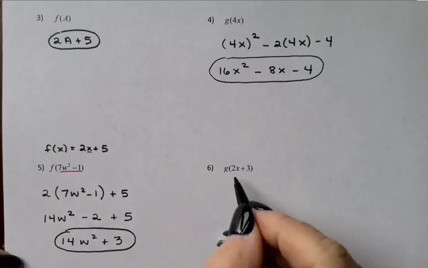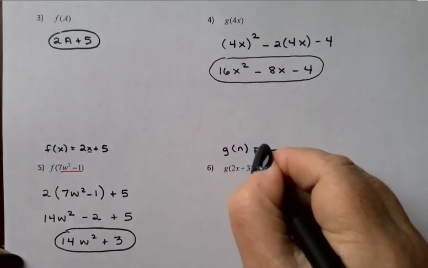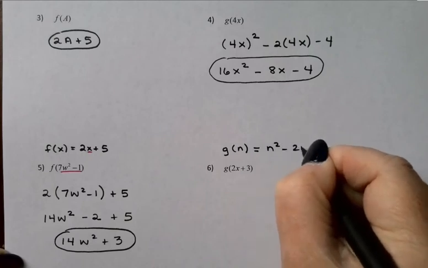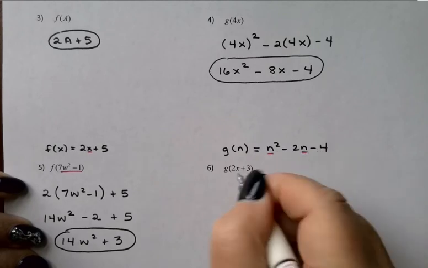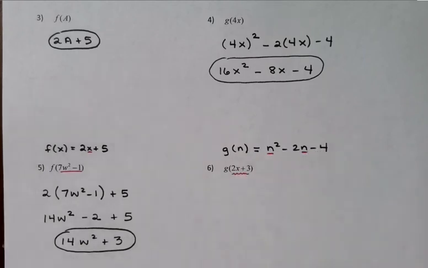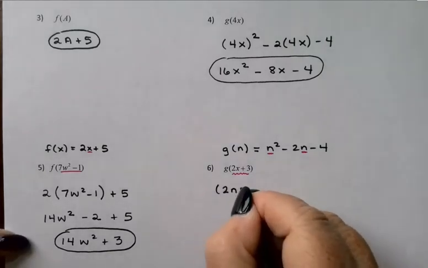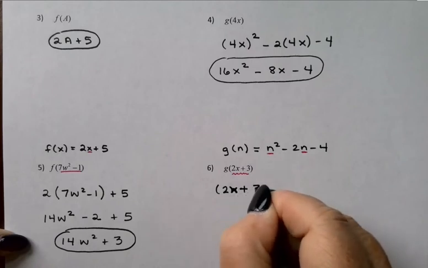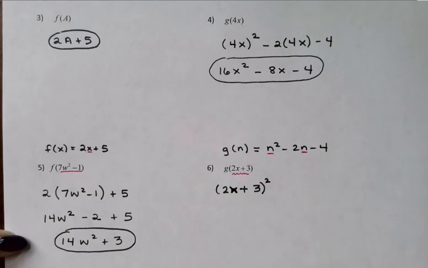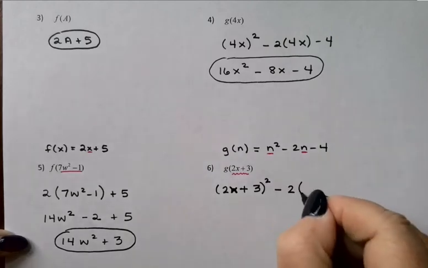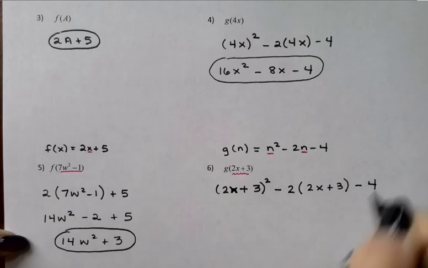One more. I'd like g of 2x plus 3. And again, let me just remind you, g of n here was n squared minus 2n minus 4. So everywhere I see an n, I'm going to replace it with 2x plus 3. So right from the beginning, 2x plus 3 all gets squared. Again, notice those parentheses are super important. Subtract 2 times 2x plus 3 minus 4.